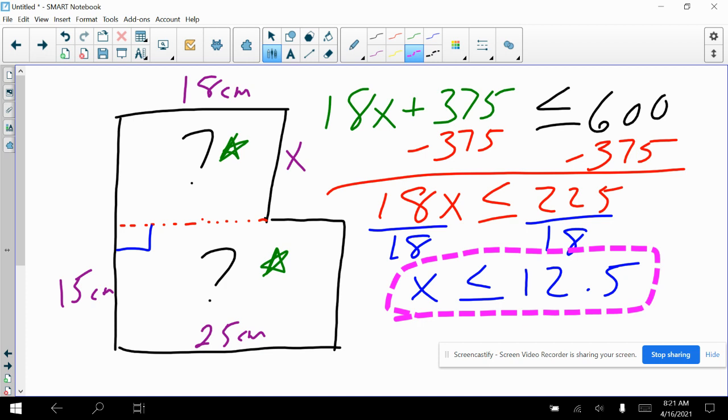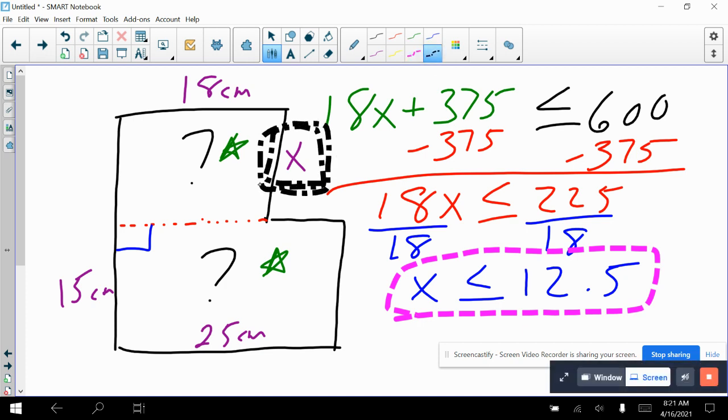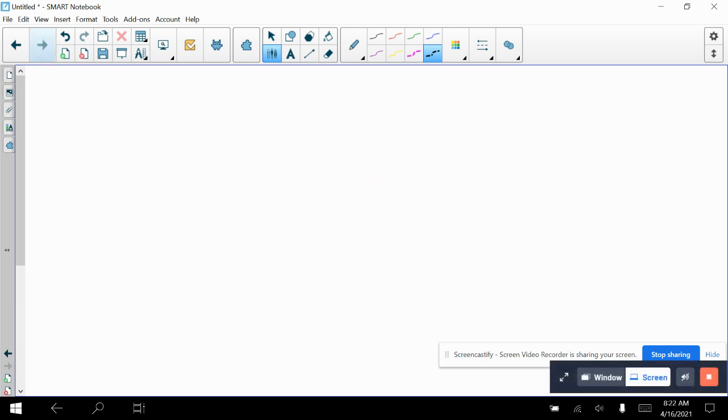Okay, so what they're saying here is the value of X, which I will box in here, X is less than or equal to 12 and a half. Doesn't mean the only answer is 12 and a half. Okay, it can be less than that. Does that make sense? So when you get these figures, you have to break them down by figure. One figure is going to give you one step, the other figure is going to give you the other step. Does that make sense? Okay, let's try another one.